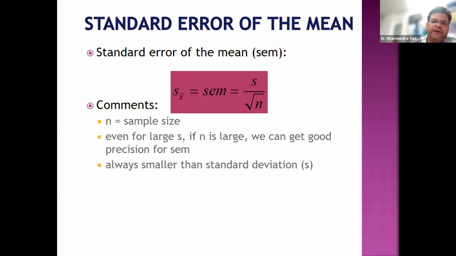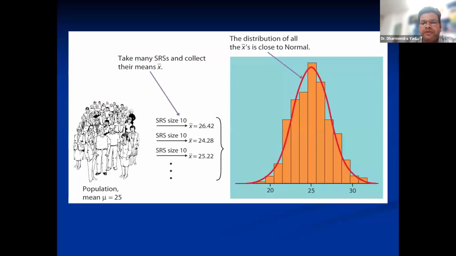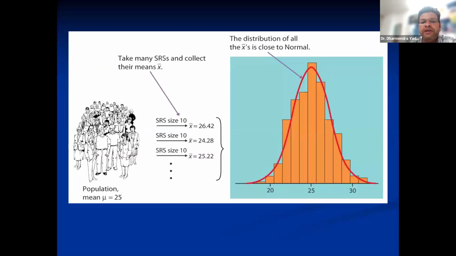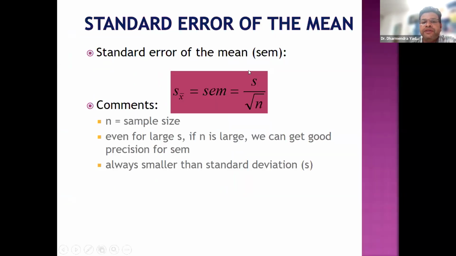This is the formula for the standard error of the mean: S upon the square root of n. Here S is the sample standard deviation, the square root of the sample variance. So the standard error is the standard deviation upon the square root of n, where n is the sample size. This is the formula for the standard error.